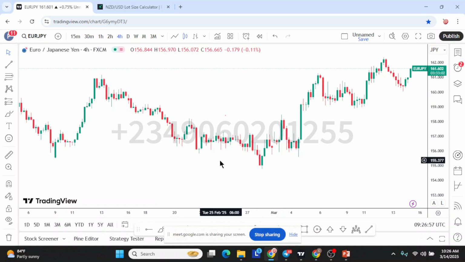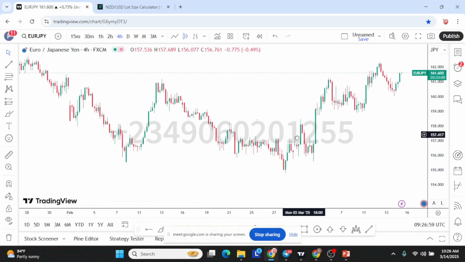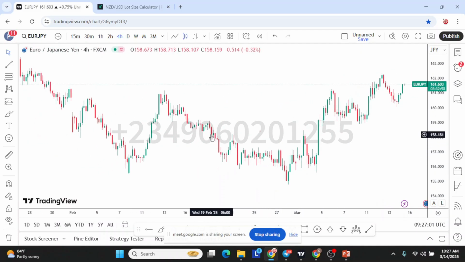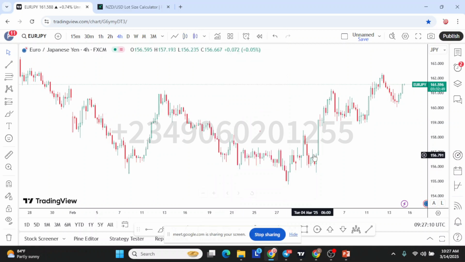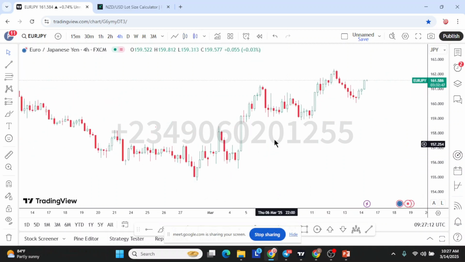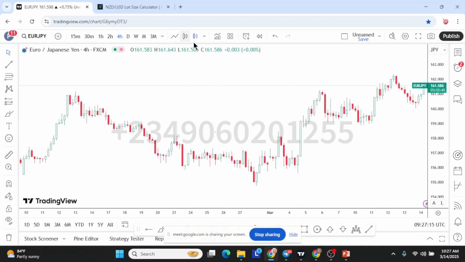They are sending a message to us as to what to prepare ourselves for. We also have different types of charts. The chart is not limited to just these three. We have this holo candle. It's also like the candlesticks. We have the volume candle.